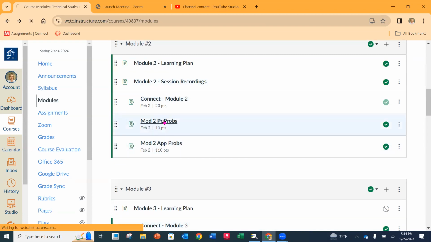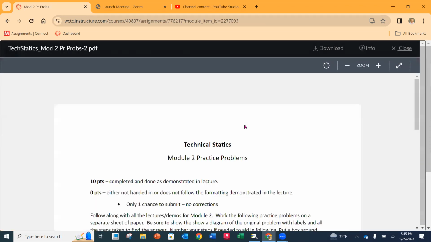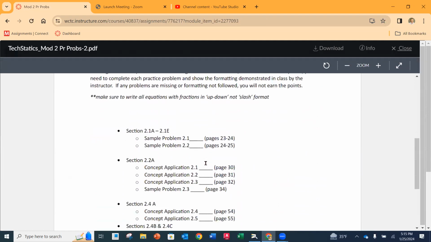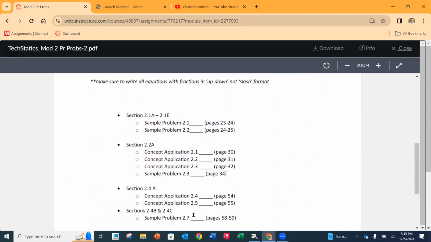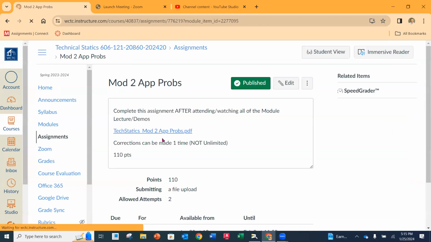So I'm going to click on our practice problems. And this would be then the PDF. These are going to be the sample problems, the concept applications, and such that are going to be the examples as we go from section to section. These are the ones that we'll be doing together in class that you will then have to hand in or take screenshots or snapshots of, and upload to the practice problems. Again, remember, those are basically the proof that you've been following along, and it gives you that experience with the problems before you do the application problems.